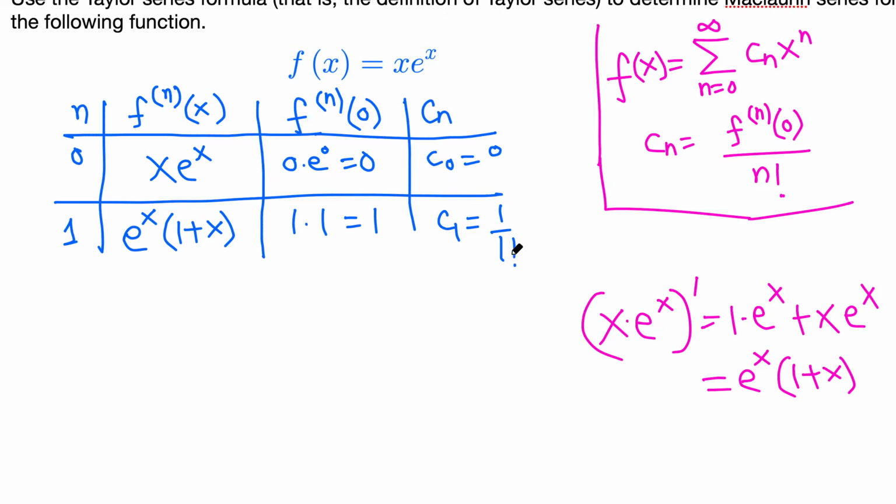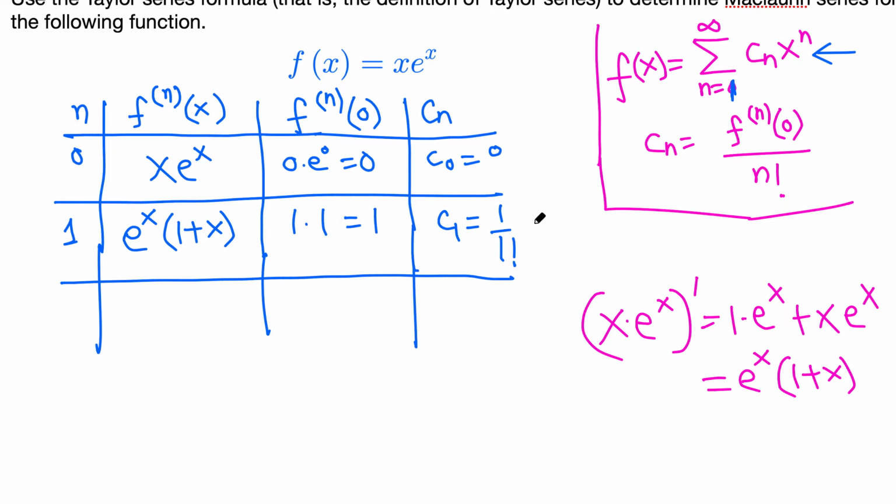Since C0 is 0, when we write this series, the very first term will be 0, so this sum will start at n equals 1. C1 is 1 over 1 factorial. Let's find C2 and C3, and then we should have some nice form.